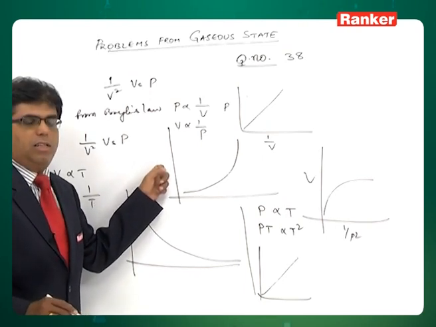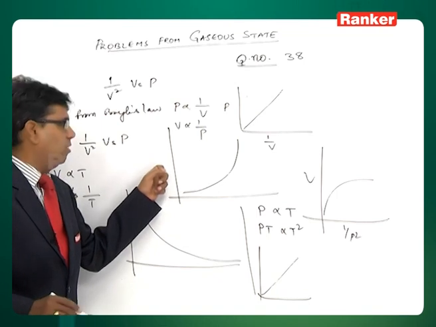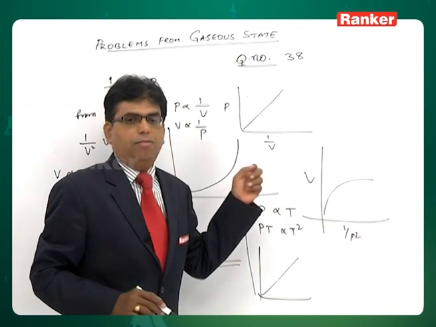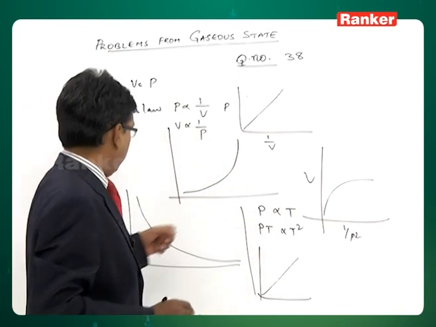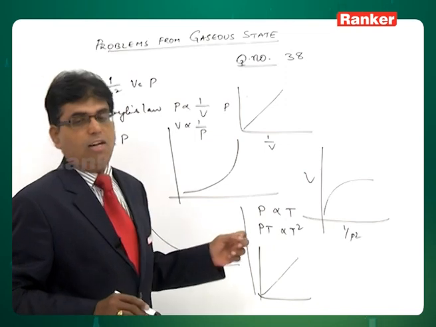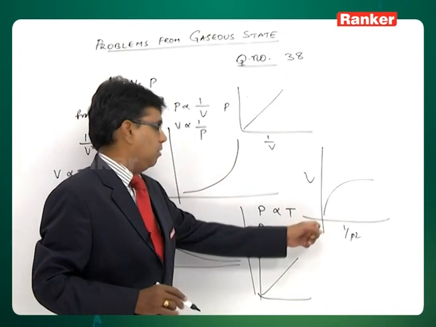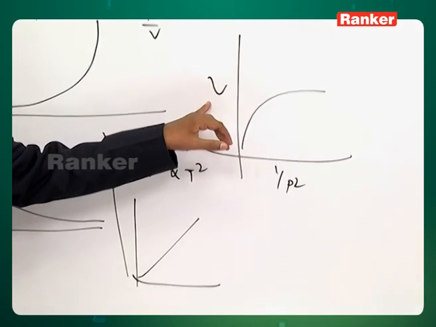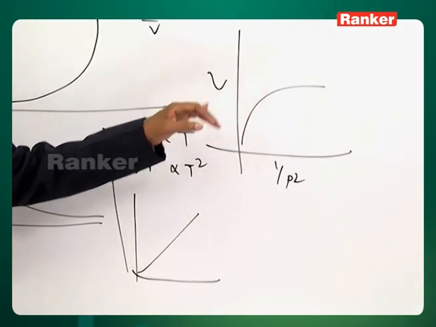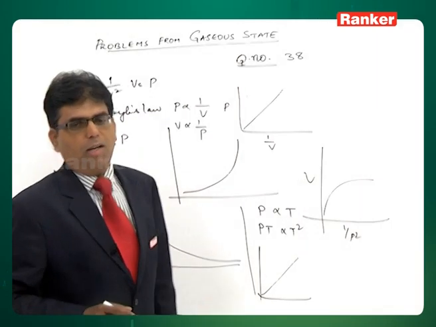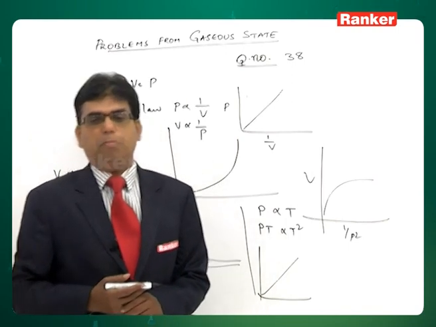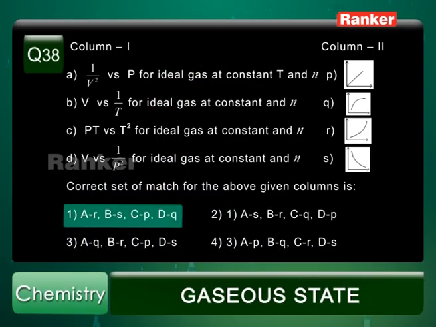This is all based on the gas laws. This is with respect to Boyle's law, and the second one is according to Charles law, and then this is Avogadro's law, and of course this is again the reverse case of Boyle's law. Okay. So the correct answers are: for A it is R, for B it is S, for C it is P, and for D it is Q. Okay? So the correct answer is option 1.